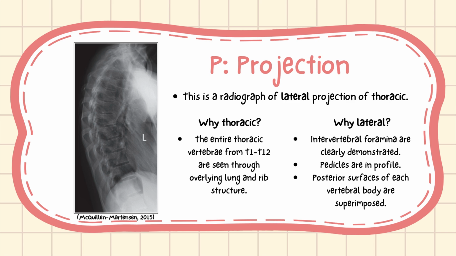Starting off with projection, this is a radiograph of lateral projection of thoracic. I say this is thoracic because the entire thoracic vertebrae from T1 until T12, or from the first thoracic until the 12th thoracic, are seen through overlying lung and rib structure. And I say this is lateral projection because the intervertebral foramen are clearly demonstrated, the pedicles are in profile, and also the posterior surfaces of each vertebral body are superimposed to each other.